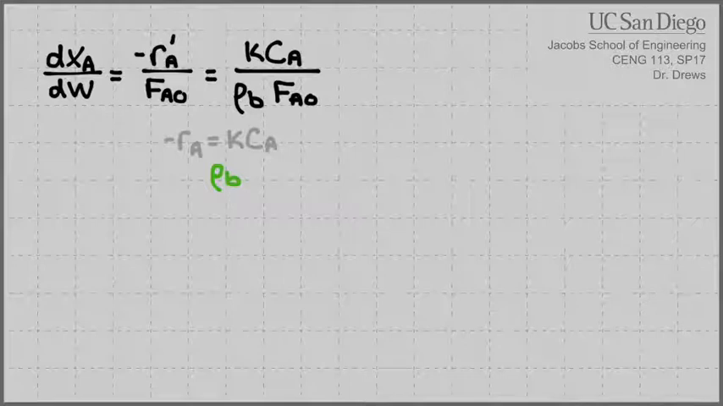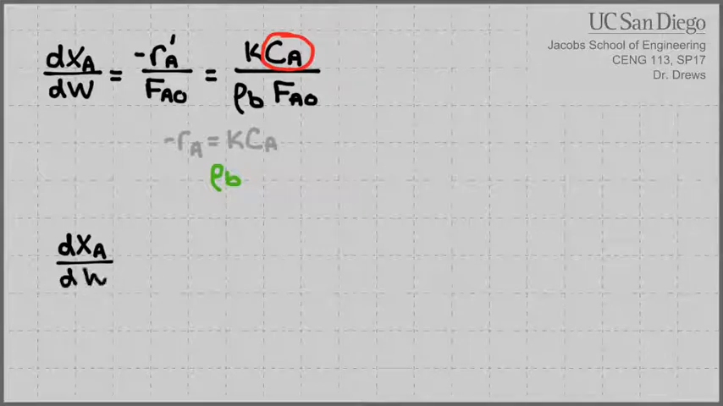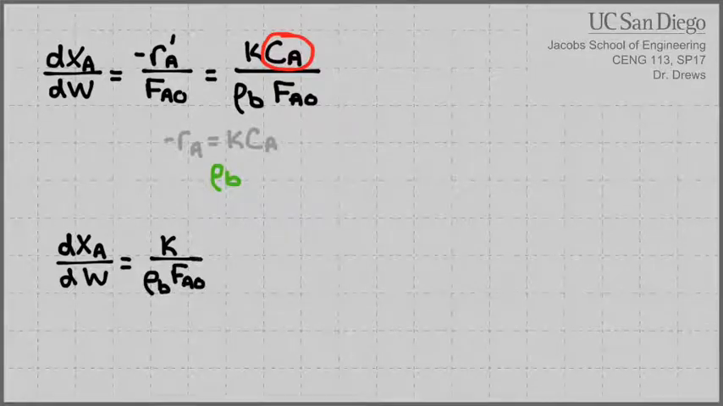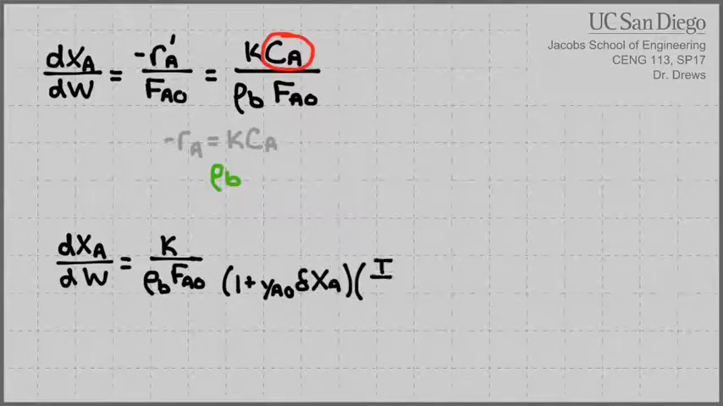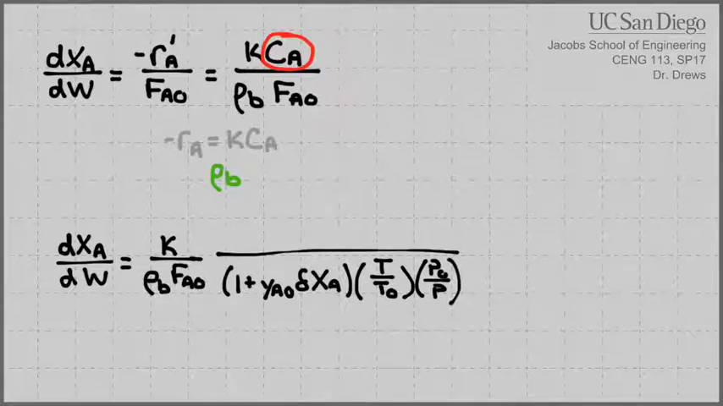And so now we have to figure out how to write this term, C sub A. That's the one that we saw on Wednesday's lecture, can be a little more complicated than what we saw before. So I'm going to isolate everything except that one, just so that we can see what's going on with that CA. So dXA dW is equal to those terms out front, which is K over rho B times FA naught. And now I'm just going to put in that full expression we had for CA, starting with the denominator. So 1 plus YA naught delta X times T over T naught and P naught over P. And then in the numerator, CA naught times 1 minus XA.